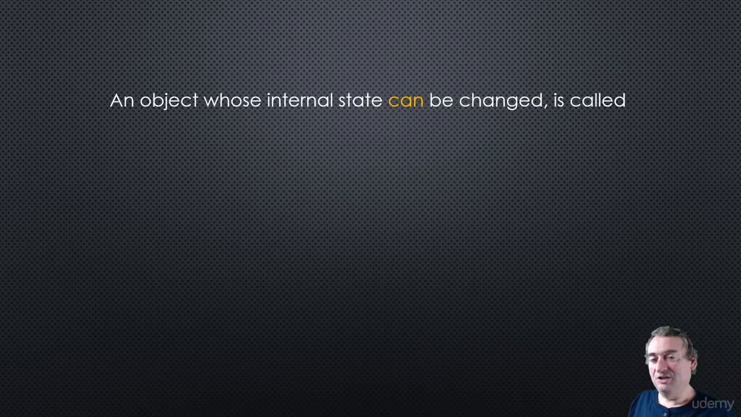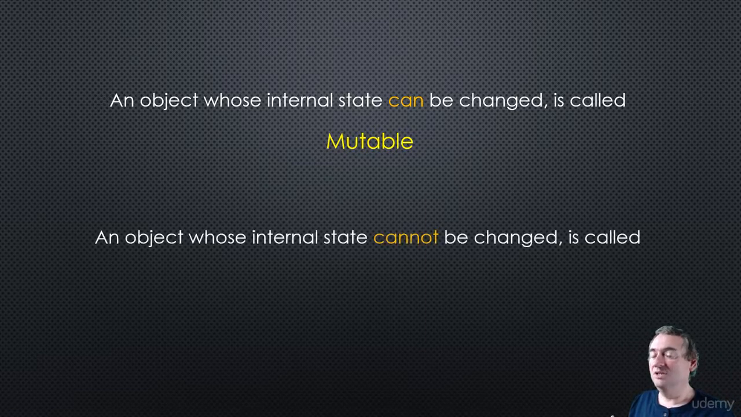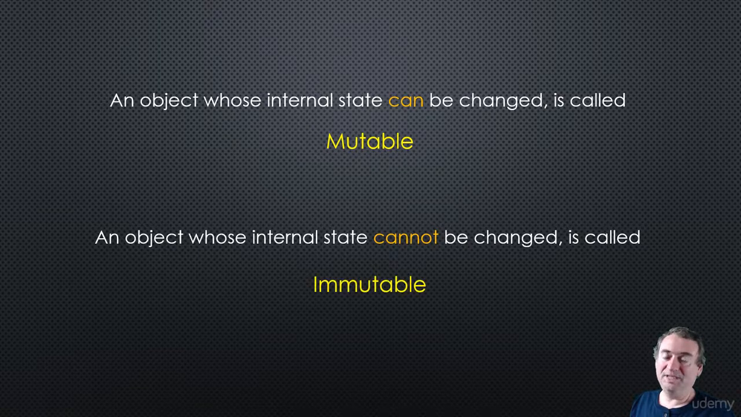Now we can get to a definition. An object whose internal state can be changed is called mutable, but an object whose internal state cannot be changed is called immutable. These are two definitions that you should remember and keep in mind, because that is important. As we create objects throughout the lifetime of our programs, we need to know whether those are mutable objects or immutable objects. It can make a difference.